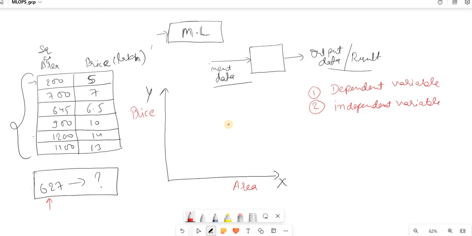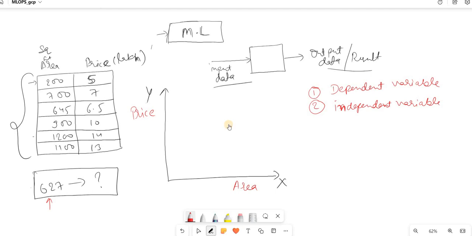Few people here know these algorithms well, so I'm not saying this for them, but there are people who don't know. So you can ask your question, however silly it could be. Don't be shy. So the two terminologies are dependent variable and independent variable.